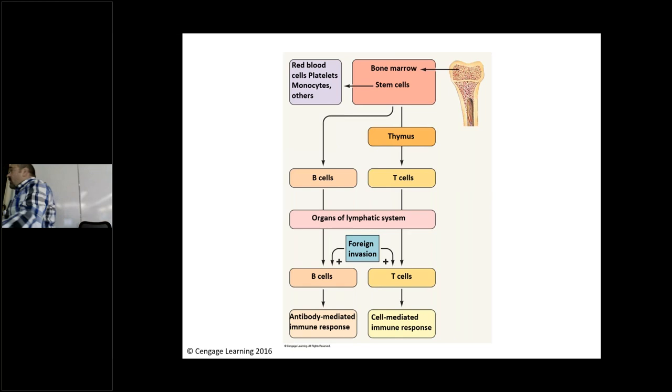And you're seeing here the thymus gland for the T cells, the B cells will mature in the marrow and such. And we have here the organs of the lymphatic system. So those lymph nodes and different other structures present within the lymphatic system will help to fight off infection. And the B and the T lymphocytes are a part of that specific immune response.